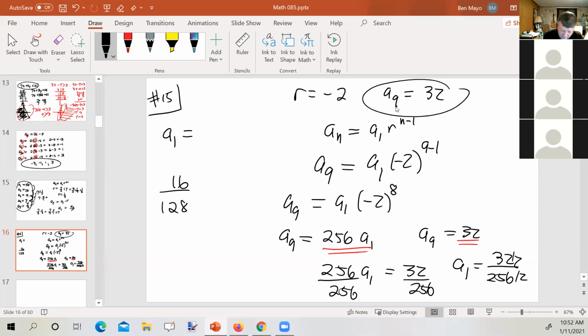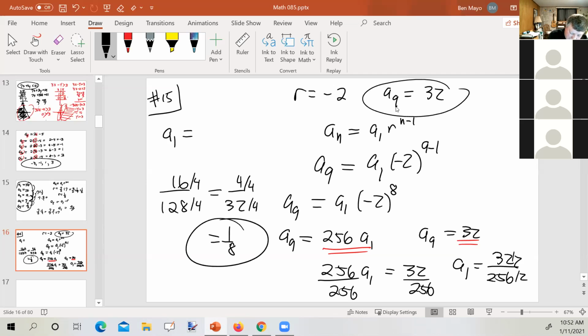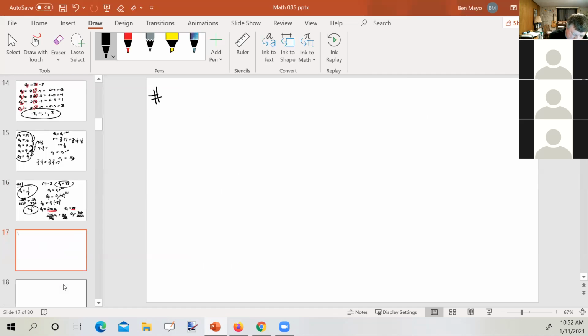Can you see that? So if I divide the top by 4 and the bottom by 4, I get 4 over 32. 4 goes into both of those also. So I can reduce this whole thing down to 1/8, which is the final answer for 15. All right, we're going to look at 16, and then we'll go back and look at another example of problem 14. Okay. So here comes number 16.